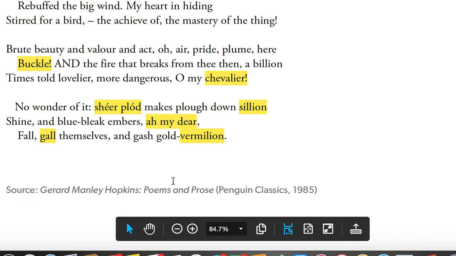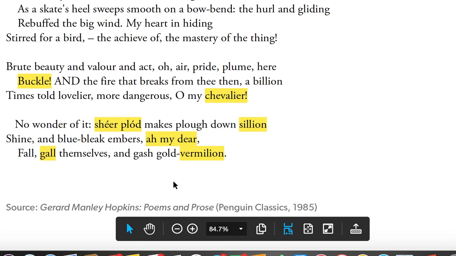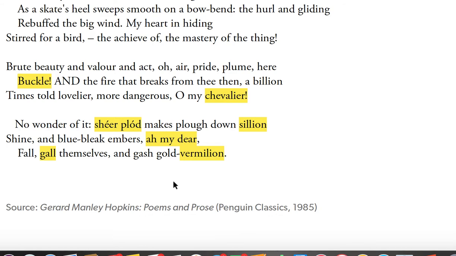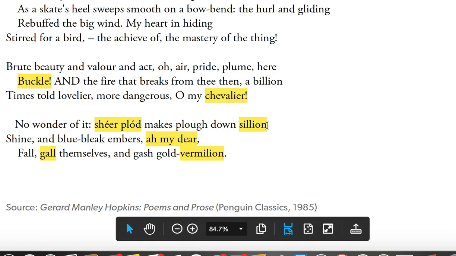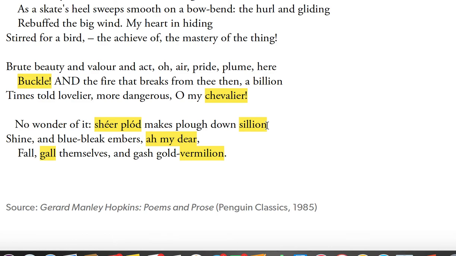And at the end he says, "No wonder of it: sheer plod makes plough down sillion shine, and blue-bleak embers, ah my dear, fall, gall themselves, and gash gold-vermilion." So a sillion is a furrow. So he's saying these earthly wear and tear makes everything kind of dull.